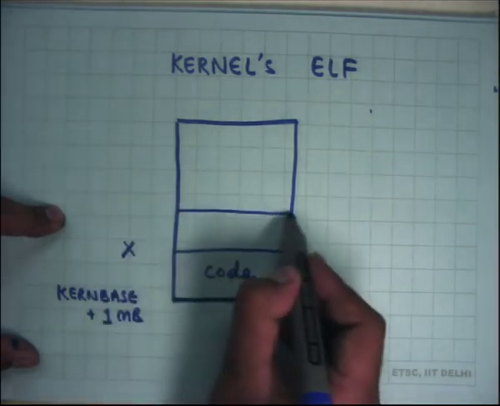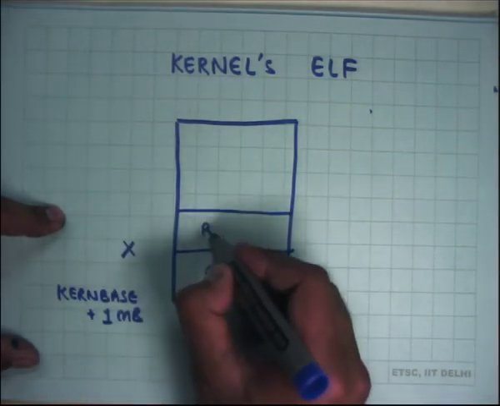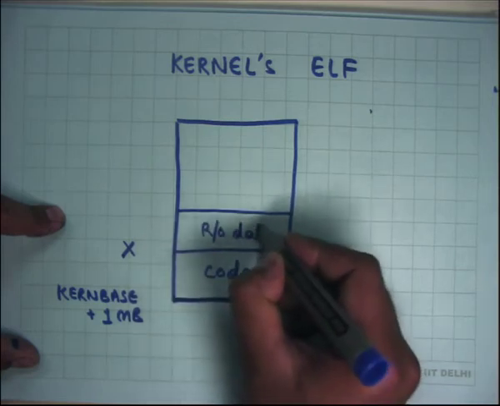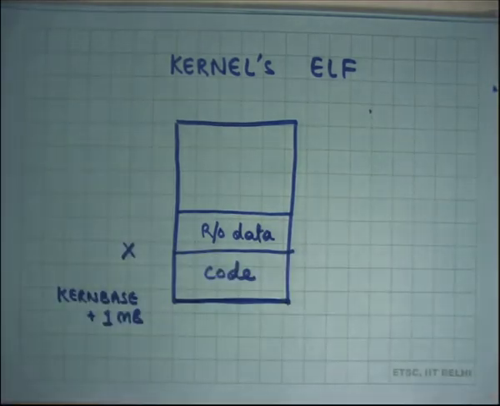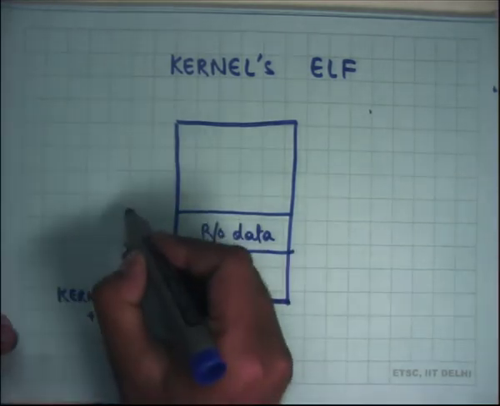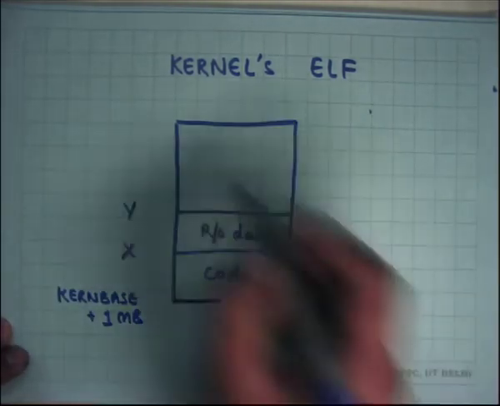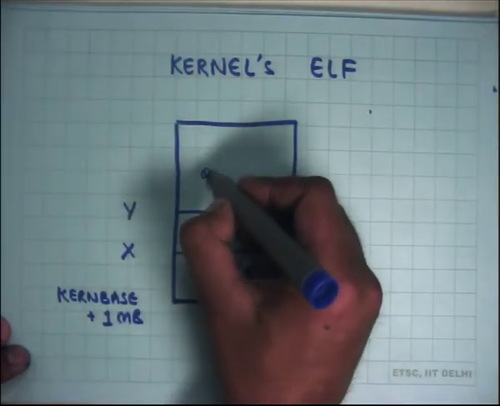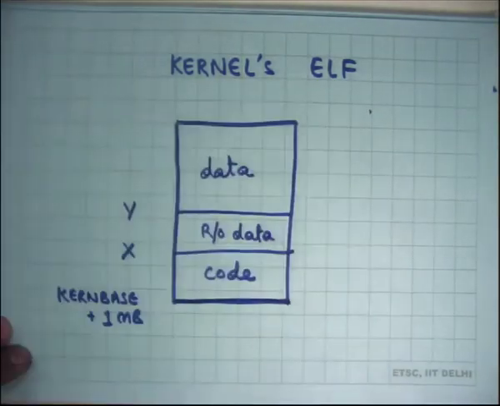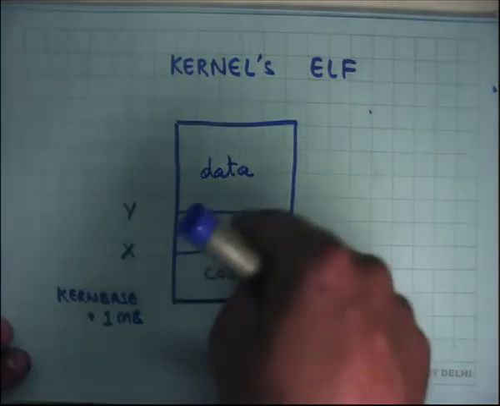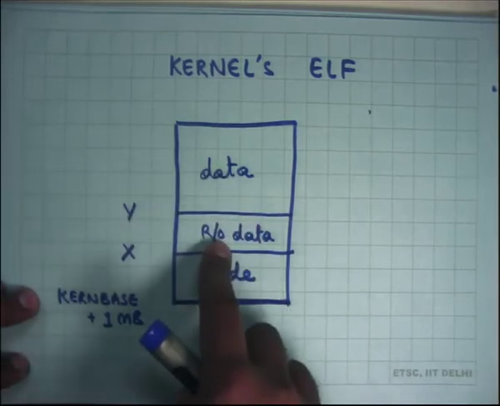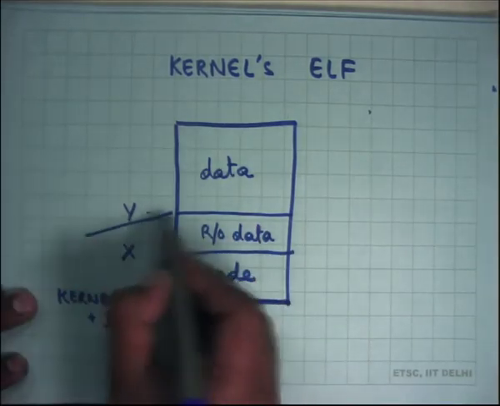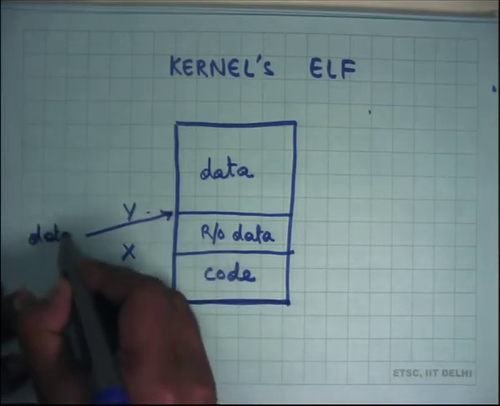Then there will be some area which will be called read only data. For example, in C, if you say const something and declare it as a global variable, that gets allocated in the read only data, right? So let's say that goes to Y, and then everything else is, let's say, data. There are pointers in the kernel: when you compile the kernel, there are symbols which tell you where the data is, where the read only data is, and so on. So this Y is where the data pointer is pointing.